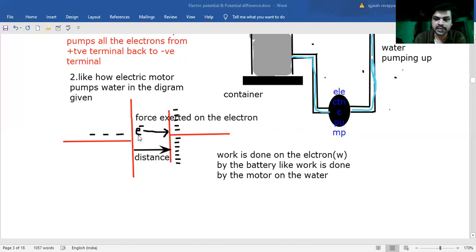You know very well, to do work energy is required. Now, from where is the energy supplied to the battery? Inside the battery or cell, chemicals are stored. So chemicals give the chemical energy and a chemical reaction takes place. And finally, the chemical energy converts into electrical energy.